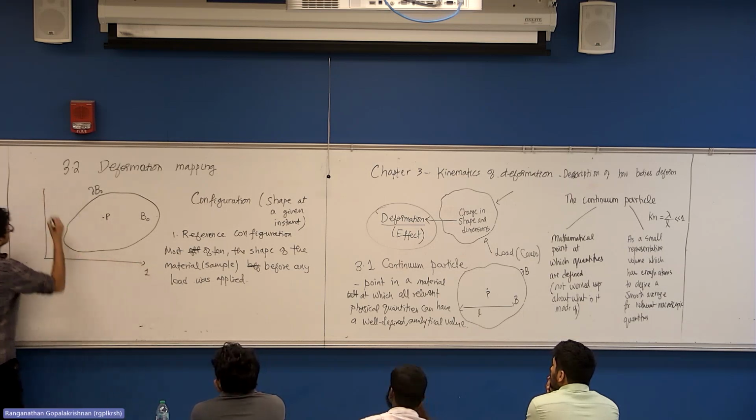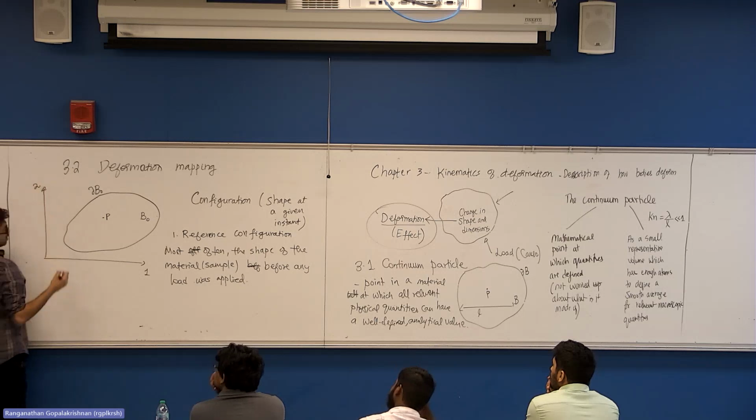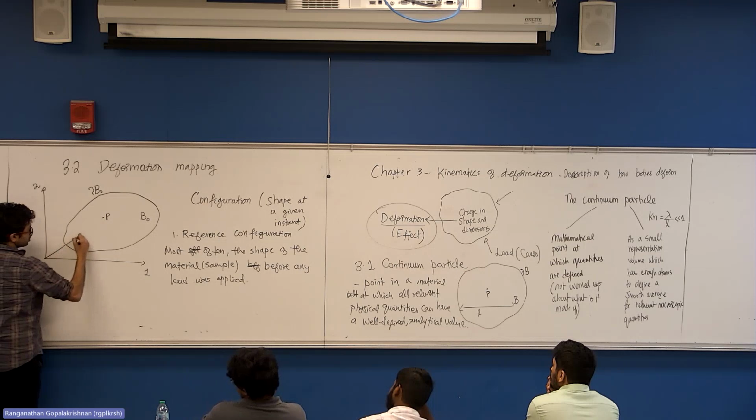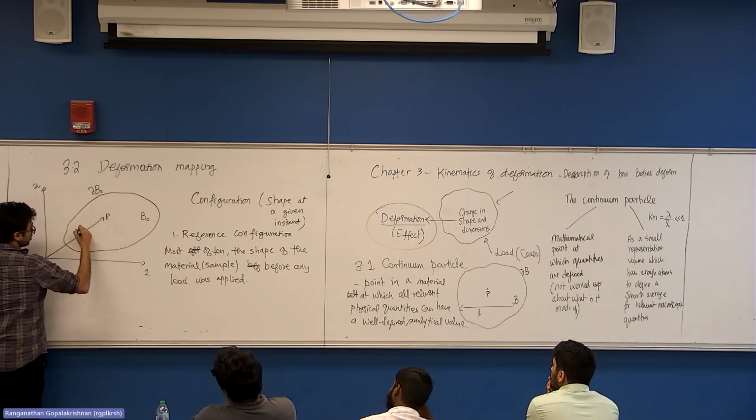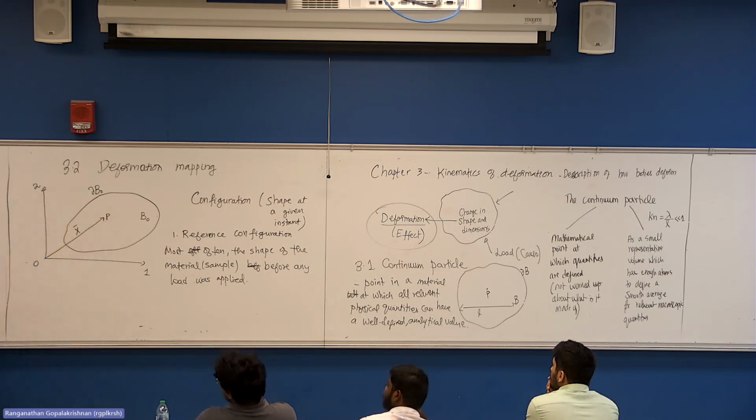Now this point P, suppose you have an axis 1 and axis 2. With respect to this coordinate system, let's say it has a position vector which we'll call uppercase X.